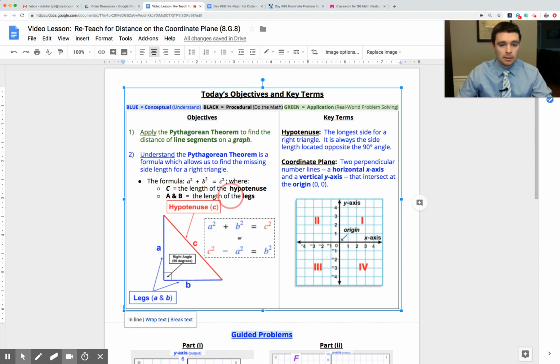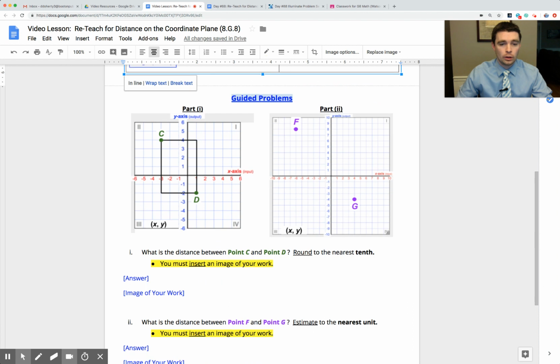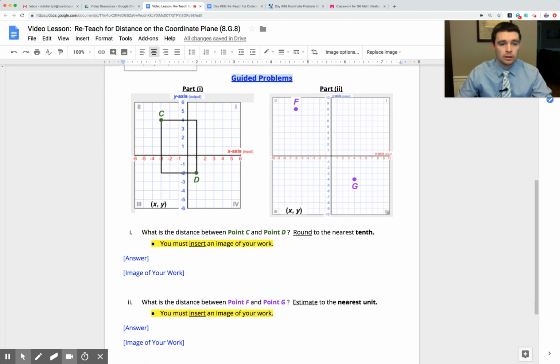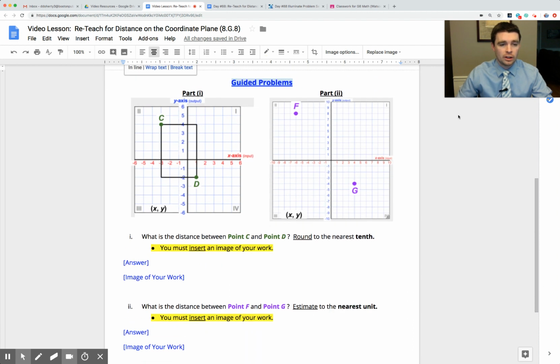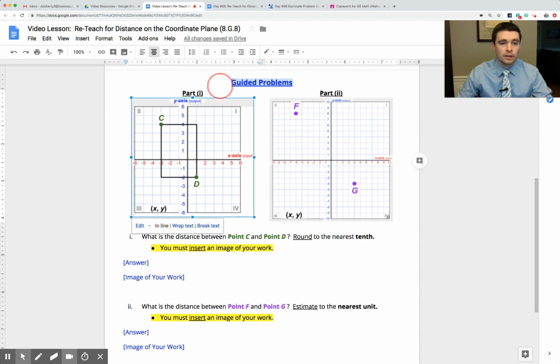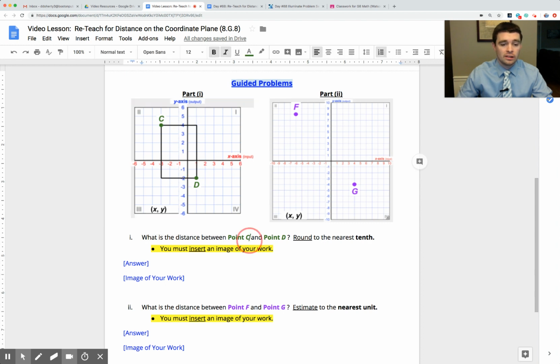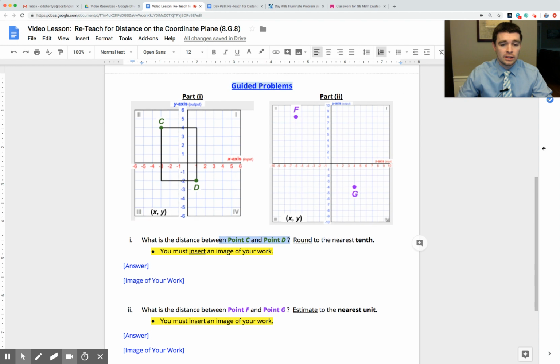We take that by looking at a graph, and we can always create right triangles on a graph. So your job when you pause this video, for part one of the guided problems, they've already set up a triangle for you here. We want to know how long it is from C to D. And this box helps us see the right triangle that we could be creating. So go ahead, pause the video and try to find the distance between point C and point D, and you're going to end up rounding your answer to the nearest tenth.